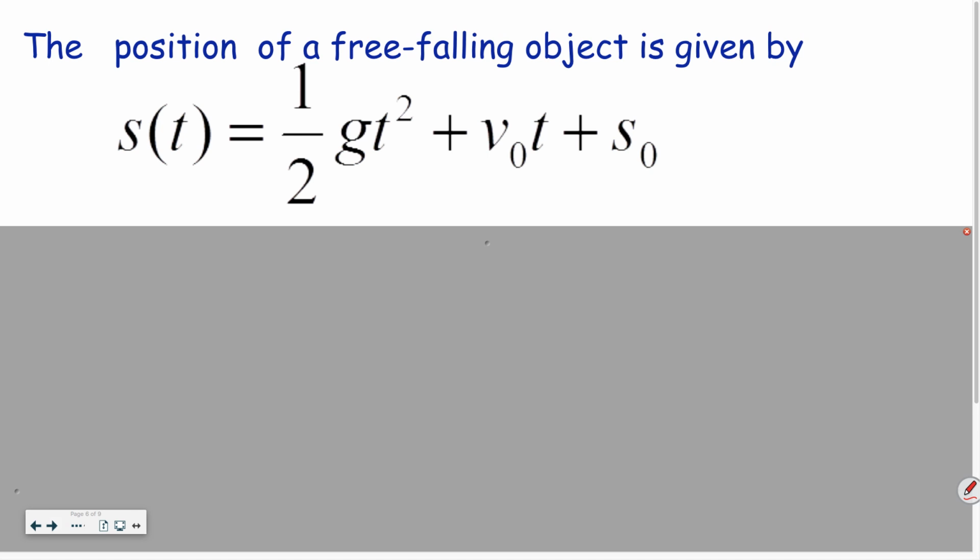Free falling motion. If I take an object and I drop it, it's modeled by this path, or this equation. Its path is modeled by this equation. I can either drop something or throw it down with force or throw it up with some velocity.